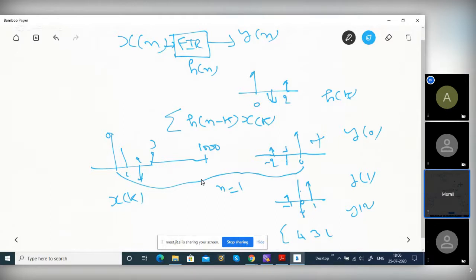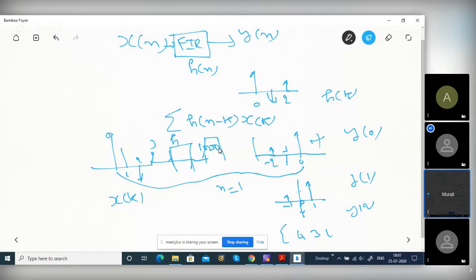You move this h of k, you slide it in there. New samples are coming, here one sample, here one sample. Now three samples are aligning. Then you slide the h of k function again, and for each three samples that fall in it, you multiply and add. That will give the output y of n.